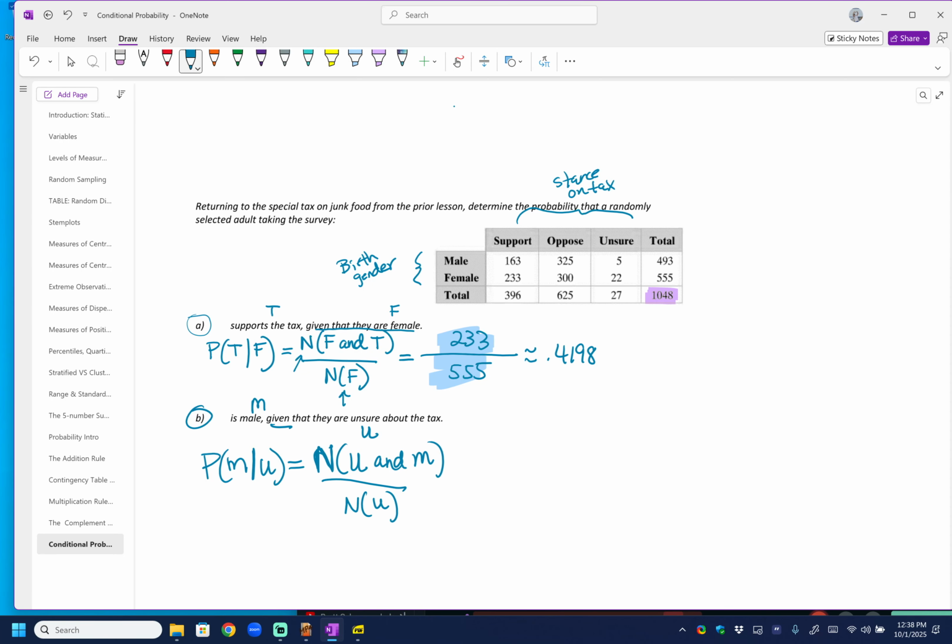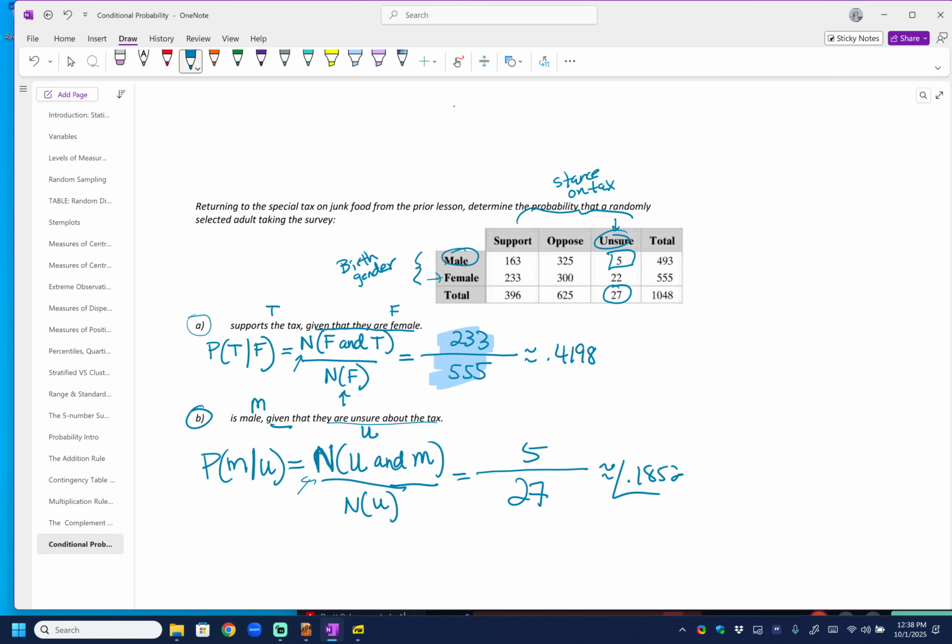Okay, so we're going to turn the table around a little bit here. This time the denominator is the number of unsure people. So we immediately go, okay, last time we were in a row, now we're going to be in a column. So we only care about the people that are unsure, in which there are 27 of them. And then out of those 27, we need the overlap, our joint count, between unsure and male. So male and unsure lands us right here. So 5 out of 27 is going to give us approximately 0.1852 as our probability.